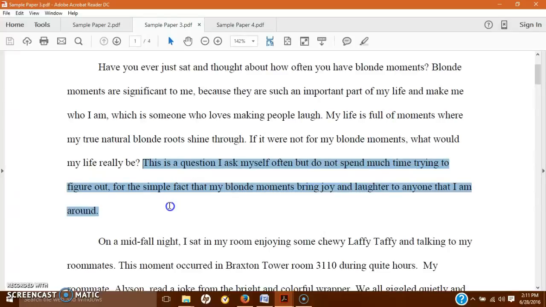and then let's go down to the thesis statement or the theme sentence. This is a question I ask myself often, but do not spend much time trying to figure out, for the simple fact that my blonde moments bring joy and laughter to anyone that I am around.